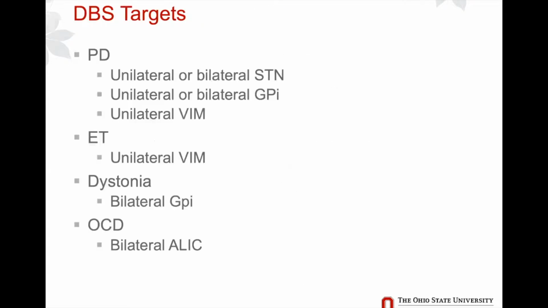And so the DBS targets for Parkinson's disease, we have targets STN, GPI, and VIM for tremor dominant PD. For ET, the on-label use is unilateral VIM. Dystonia, bilateral GPI, and OCD is also approved for bilateral anterior limb of internal capsule through HDE.